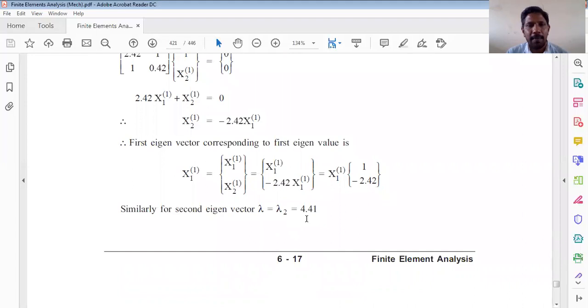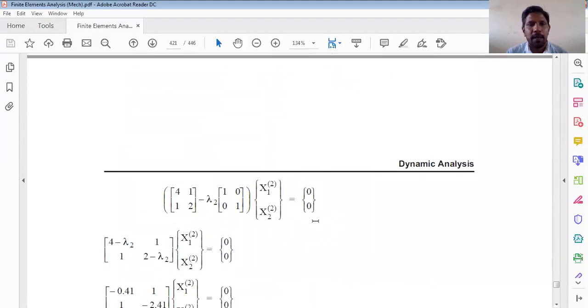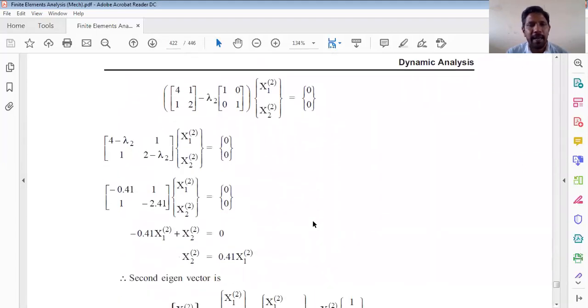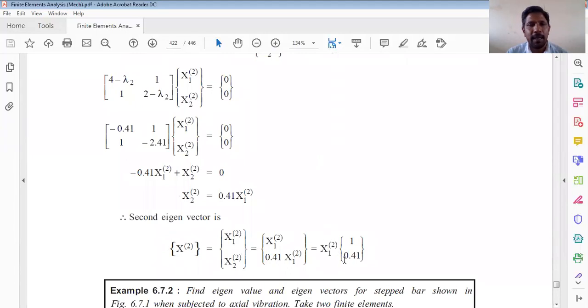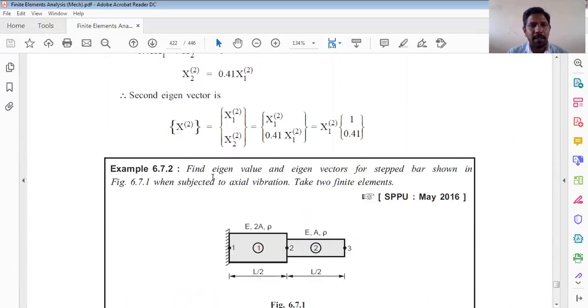Similarly, when you use lambda 2 as 4.41, in a similar way, we will get x1 as 1 and x2 as 0.41 in the second modal shape. So like this, we can solve the problems of eigenvalues and eigenvectors.